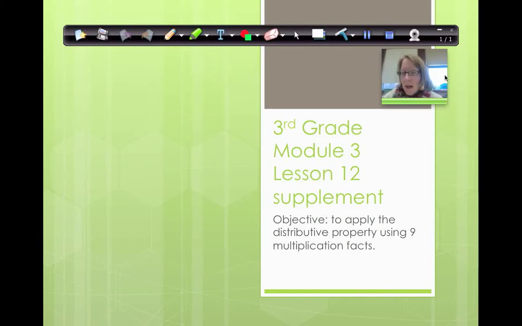Our objective today is that we're going to apply the distributive property using the 9 multiplication facts. The previous Lesson 12 used the 9 equals 10 take away 1, and we will touch on that briefly, but I noticed we had some other issues when I taught this, so I'm going to re-teach it or add to it essentially. Okay, let's get a pencil.